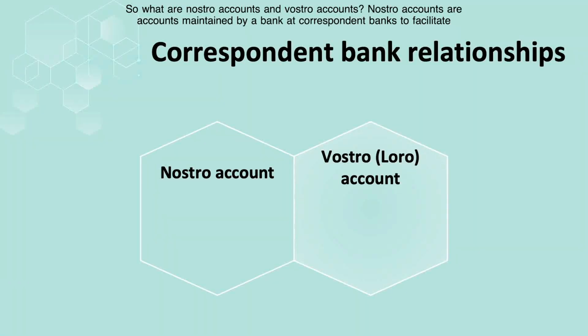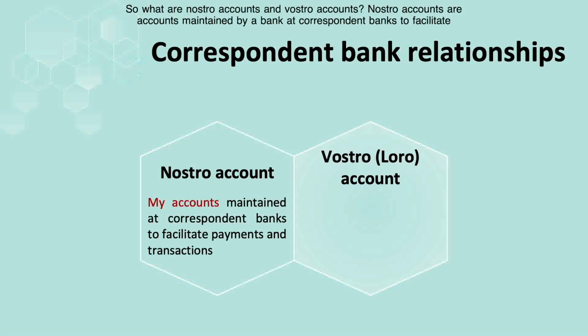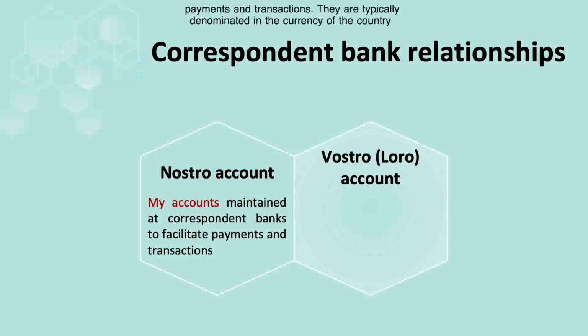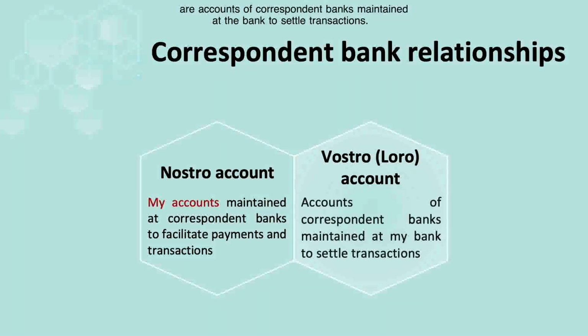So what are Nostro accounts and Vostro accounts? Nostro accounts are accounts maintained by a bank at correspondent banks to facilitate payments and transactions. They are typically denominated in the currency of the country where the correspondent bank is located. And Vostro accounts, sometimes called Loro accounts, are accounts of correspondent banks maintained at the bank to settle transactions. From the perspective of the correspondent banks, these are their Nostro accounts.